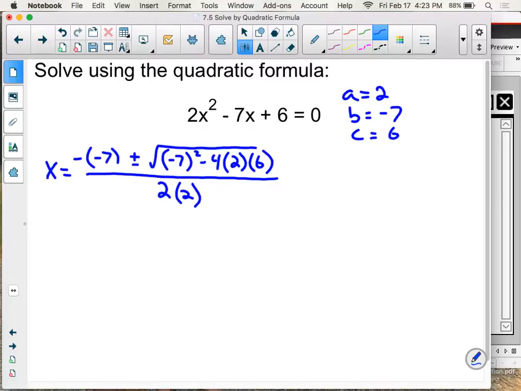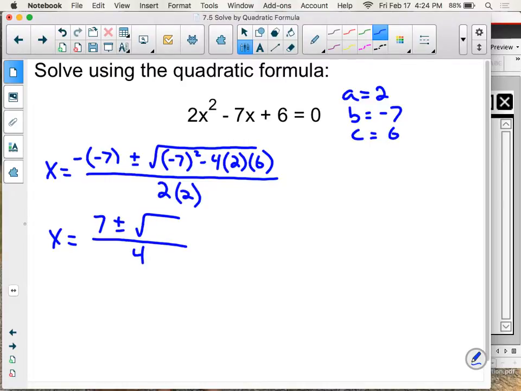Okay, we're kind of done. I mean, we just have to evaluate and simplify a couple things. So the negative of negative 7 is 7. I get a square root here. On the bottom, 2 times 2 is 4.